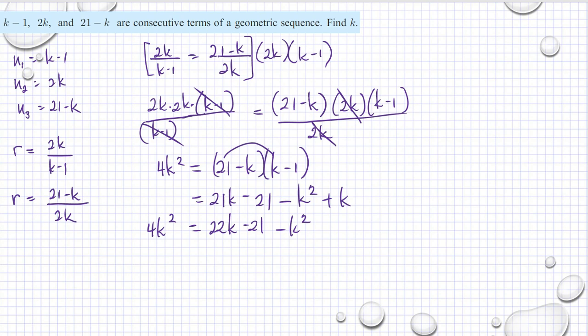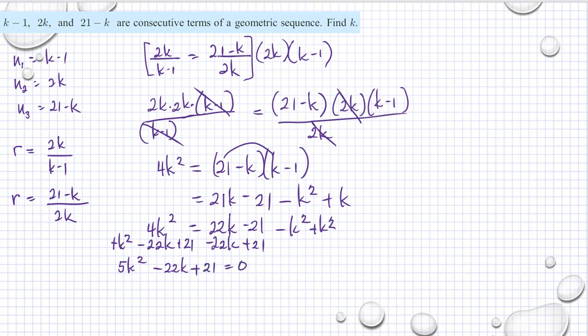Then if we add k squared to both sides of the equation, and then subtract 22k, and then add 21, then we have 4k squared, no sorry, 5k squared minus 22k plus 21 is equal to 0.